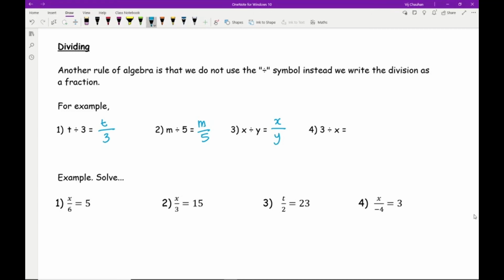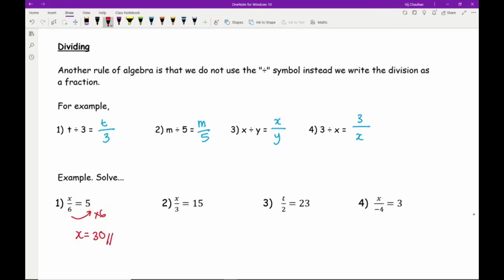So here with question 4, 3 is going to go on top and x is going to go at the bottom, and that's absolutely fine. So when you do see a fraction, it basically means divide. So then when we're going on to solving these things, again we want to think to ourselves, we want to try and get x by itself. So here on the same side, x is divided by 6, so the opposite would be to times by 6. So x equals 5 times 6, which is 30.